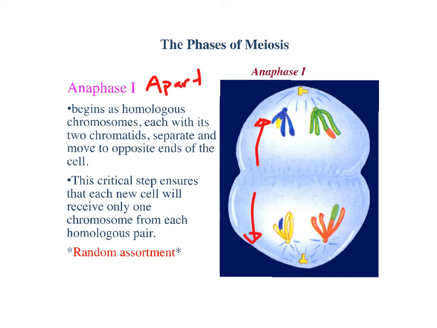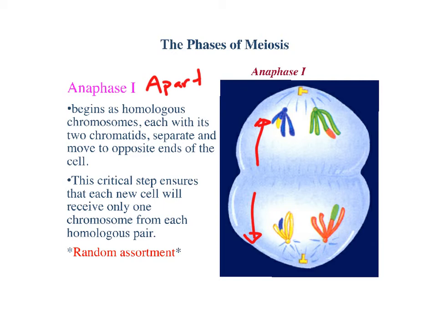The goal here is to send one copy of chromosome number 1 to the top, one copy of number 1 to the bottom, one copy of number 2 to the top, one copy of number 2 to the bottom, so that basically each side of the cell gets one copy of each chromosome.